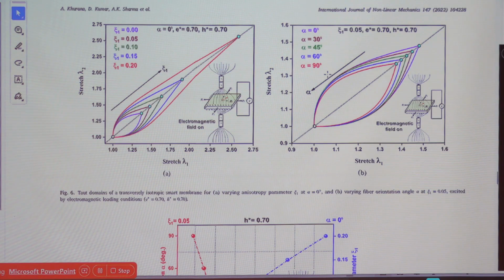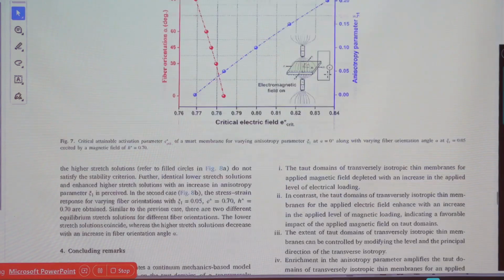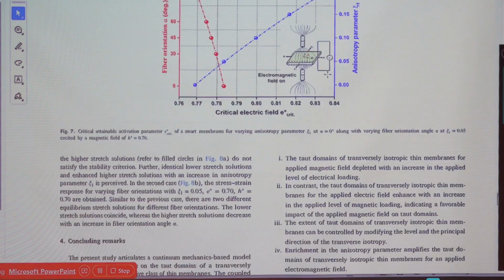When both are positive, it is called tensile configuration. When one of them is negative, it is called wrinkled configuration. Okay. So that is the concept of tau domain.